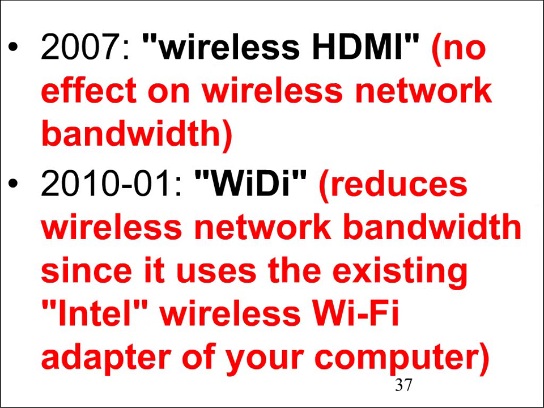So wireless HDMI has no effect because it's all wire. It's all using channels and formats that don't directly conflict with Wi-Fi. Now WiDi reduces your wireless network bandwidth because it uses the exact same channels and similar signaling formats to your Wi-Fi signals in your house. Okay. Now, what else can I tell you about?